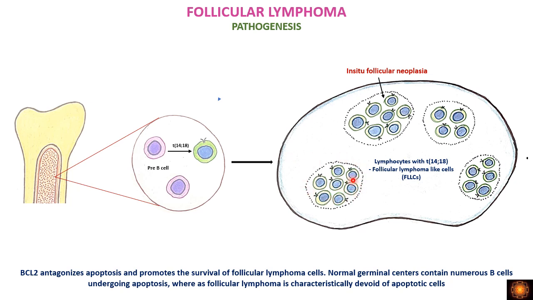And this condition where the lymph nodes have these follicular lymphoma-like cells in the germinal centers is called in situ follicular neoplasia. Now, in this stage, we don't have lymphomas, but these follicular lymphoma-like cells we can see in the circulation and also in the lymph nodes. So these cells should undergo further mutations. They should gain further mutations to form the follicular lymphomas.